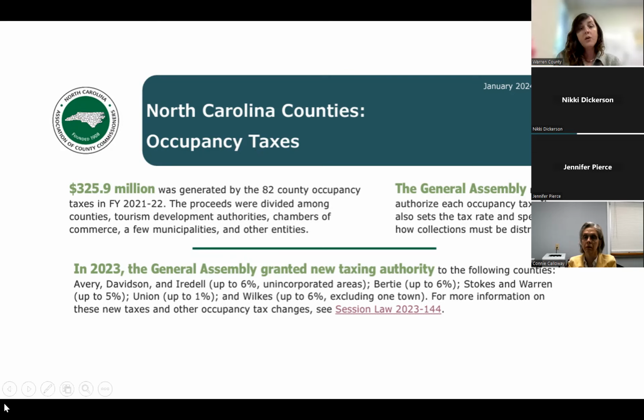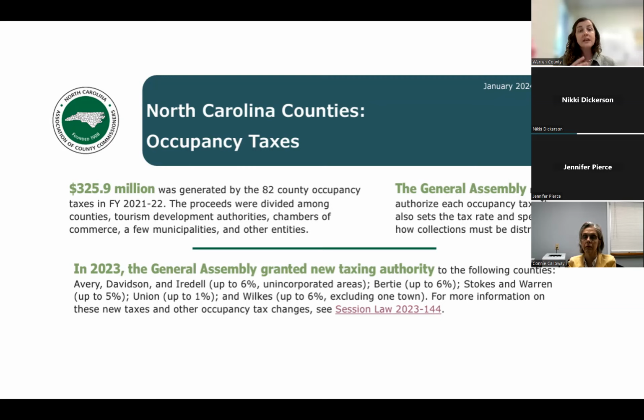So just to give you an overview, in the January 2024 report from the North Carolina Association of County Commissioners, which has data that is a little bit delayed because it takes time to see how things work holistically, almost $326 million was generated by the 82 counties that had an occupancy tax in FY 21-22. And as you've seen in some of the information that we've posted so far, out of the 100 counties in North Carolina, 90 counties are legislatively enabled to collect an occupancy tax.